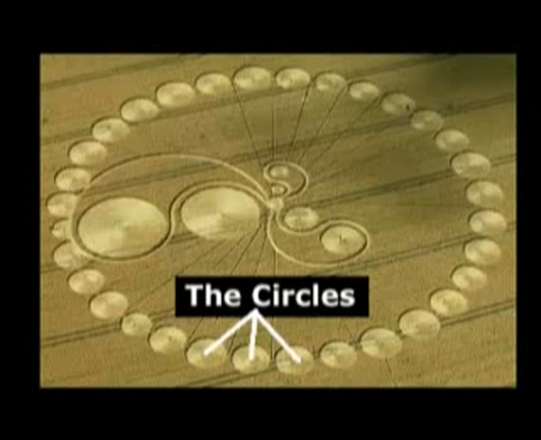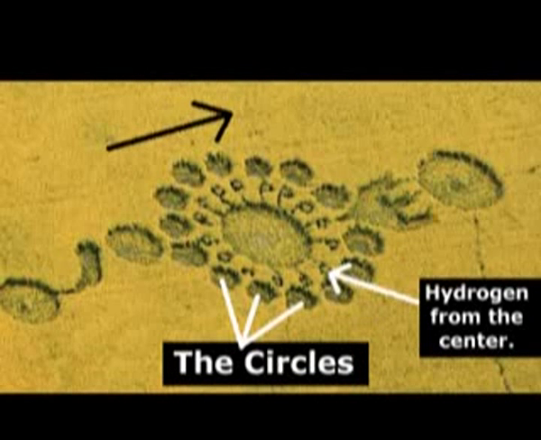Notice the circles. Here are the circles again. This formation can be read from left to right. Here, we just happen to see the hydrogen symbol coming into contact with the circles. This is exactly the same conclusion we derived from the previous formations.